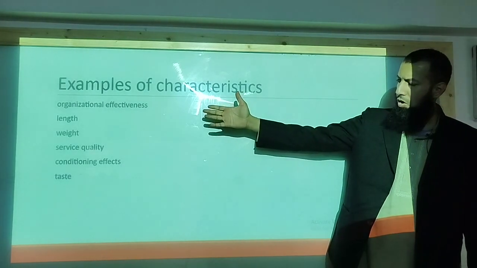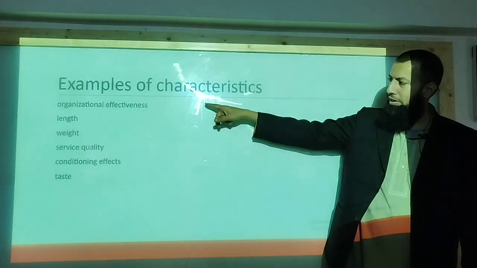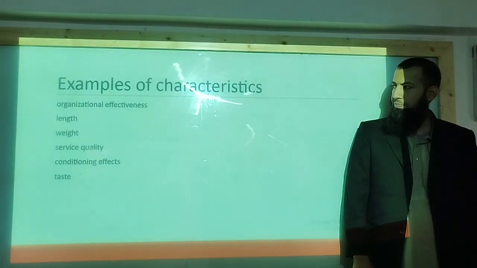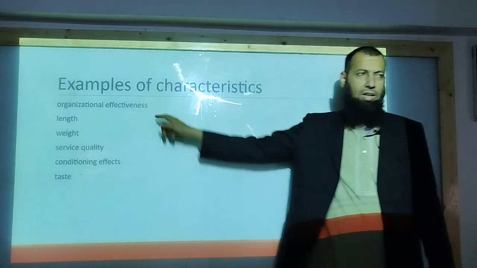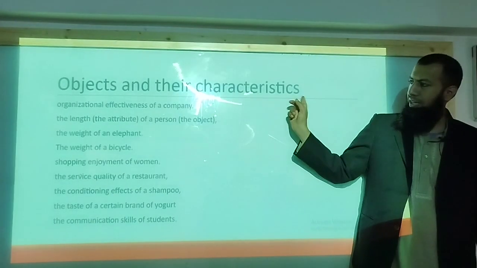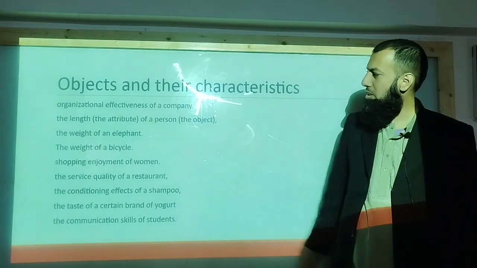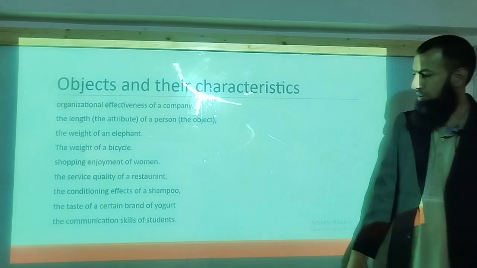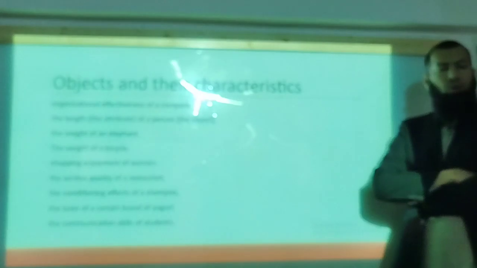Length of a bicycle is also important, yes. Organizational effectiveness, weight of a bicycle, yes. Weight of an elephant, very good. Weight of an elephant, length of a bicycle, organization effectiveness, that is an organization. So these are the objects and their characteristics. So the judge is also there, I guess. No, the judge is not there for the length of a person, or the weight of a bicycle. Judge is not there.